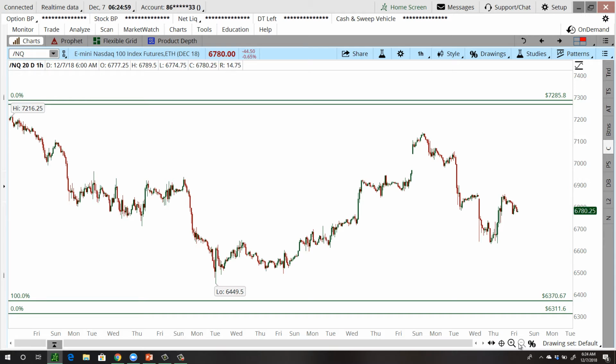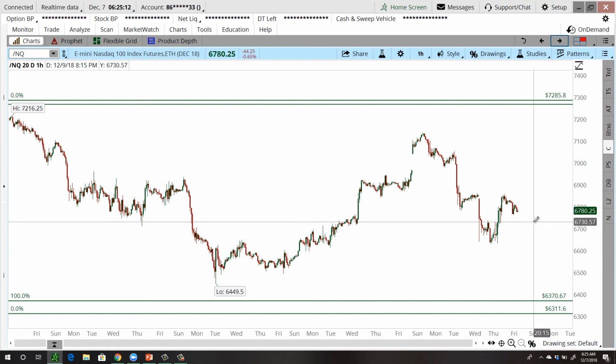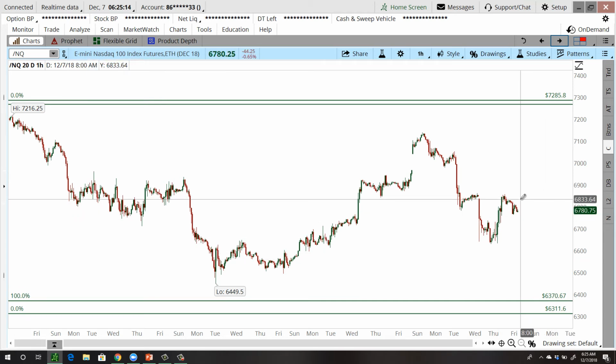There's no sense in forcing a trade. I'm down a little over 0.5% in the NASDAQ this morning. We're down a little less than that in the S&P, 5.6% versus 6.6%. So the NASDAQ is a little bit weaker from a percentage basis right now, but not so much so that it's falling off the map.